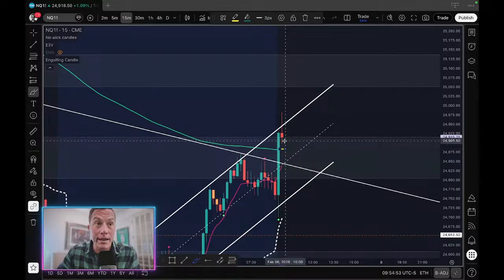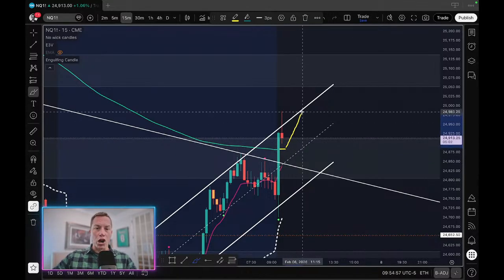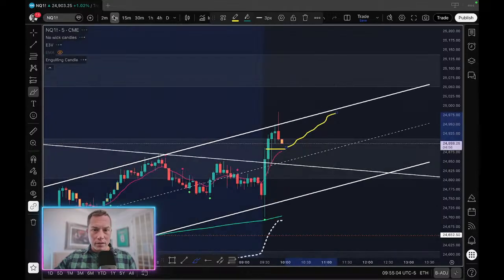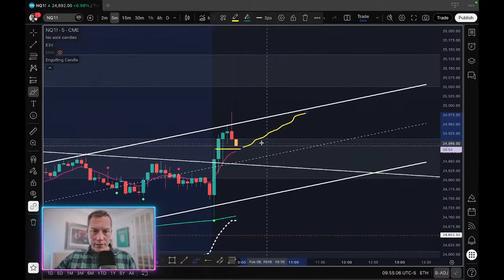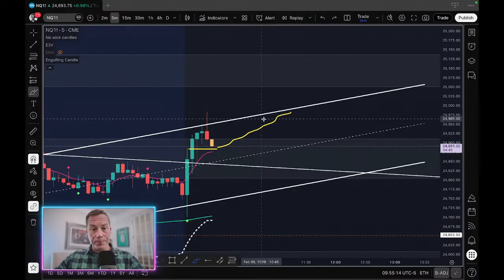It would create a nice bottom tail for us here, and then we could just push up off of that. So let's see if we get that or not. 5 minute looks nice for up. You see this candle that we're on currently? There's no wick on it, meaning this is probably going to push down, and then I would expect this to push up, but let's see if we get it.